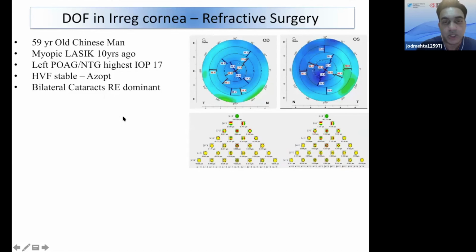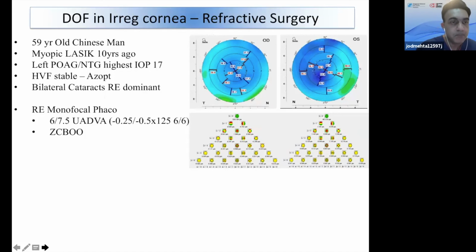He had bilateral cataracts. He was right eye dominant. You can see a lot of positive spherical aberration over here. 566 on the right, 687 on the left-hand side. So he had a right monofocal lens, cataract surgery. So I used a Zebu on this side, which is a negative aberration.